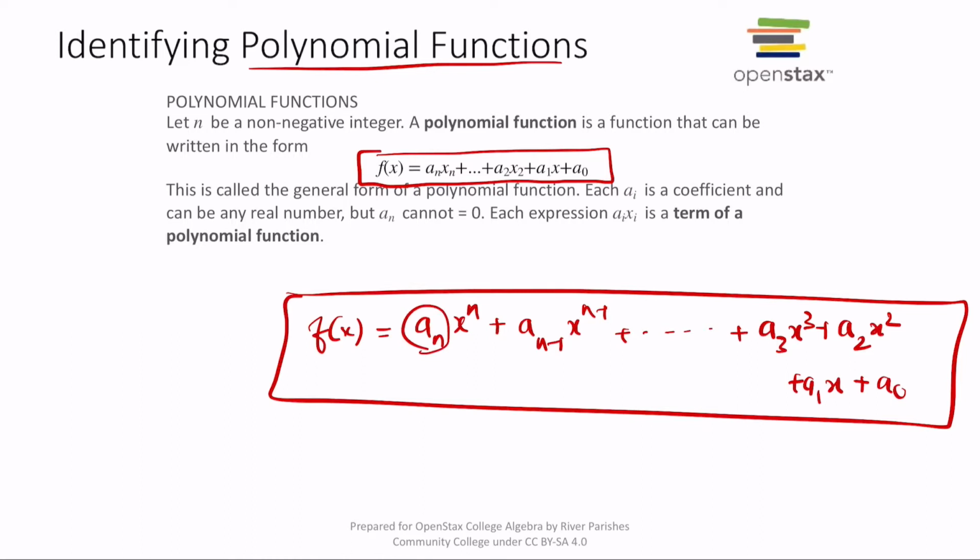Here the value a represents the coefficient, and the leading coefficient can never be 0, and each expression a_i x^i is what we call a polynomial term, or the term of a polynomial function.